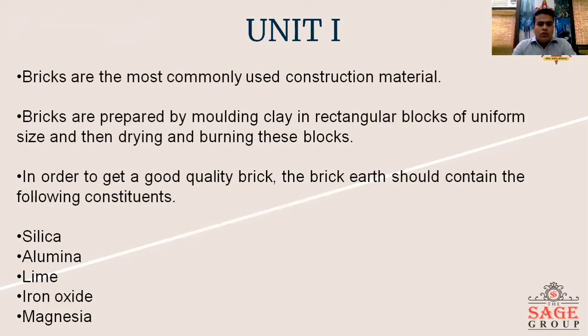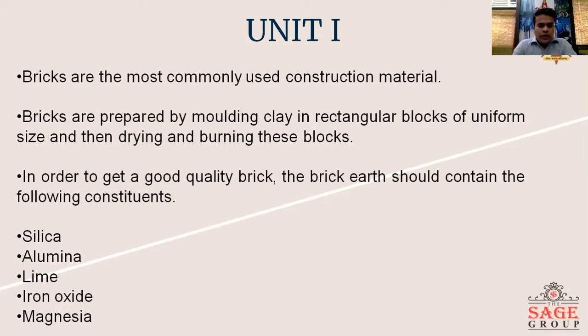The brick is the most common construction material. Brick is prepared by molding clay in rectangular blocks of uniform size, and then drying and burning these blocks. That means for the preparation of brick, we have to extract the clay from the soil, then prepare it by adding water and some lime so that it can be converted into a mold. Then after that it is dried in the open atmosphere to remove the excess moisture present in it, and after that it is burned to give it a rectangular or regular shape and size.